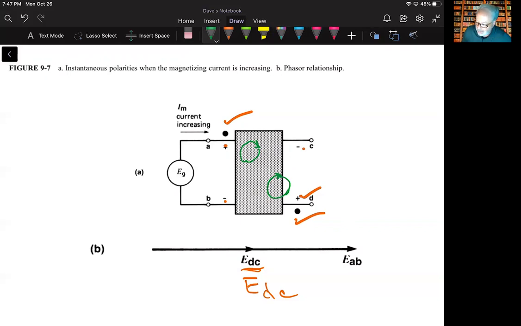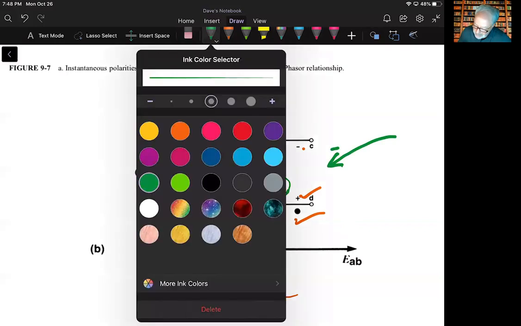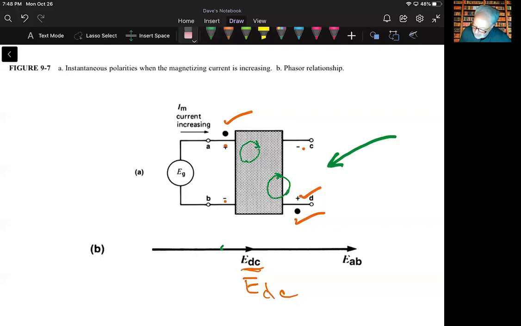Here's a situation where the connection is such that they're not bucking each other, but they're increasing each other. Now, work with that, see if you can make sense of it. Again, a lot of these relationships deal with the construction of the transformer. And at one level, it's not critical that you completely understand all of that.